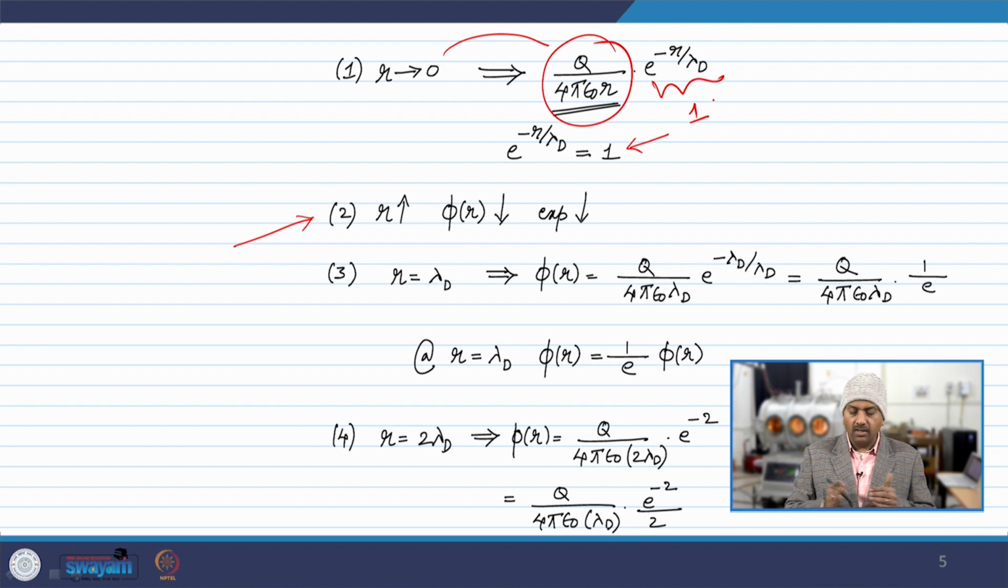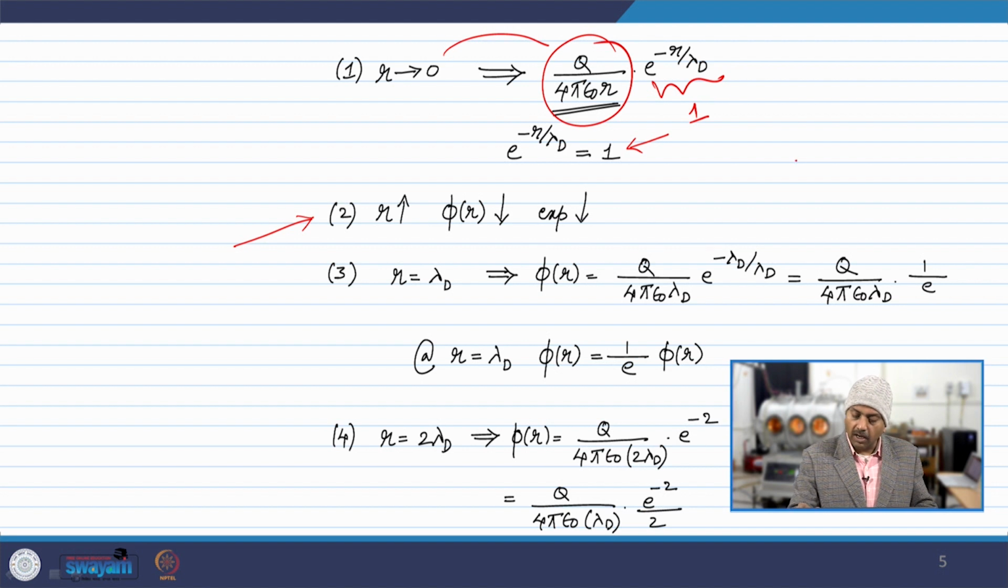Now, let us move away from r equal to 0. When r is increasing, what happens? The potential phi of r, which is the coulombic part, is of course decreasing, and the exponential part is also decreasing, which was just 1 and did not have any variation. Now, it is decreasing as we go away from the r equal to 0 limit. Both of them are decreasing. How fast are they decreasing?